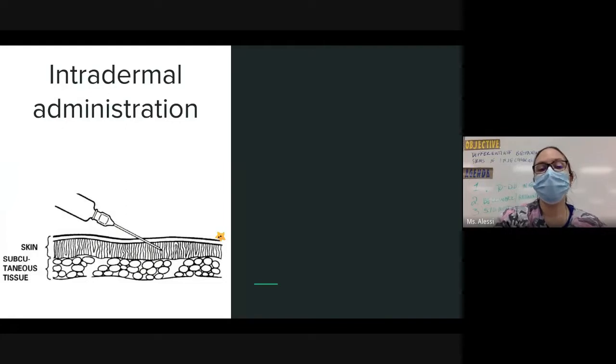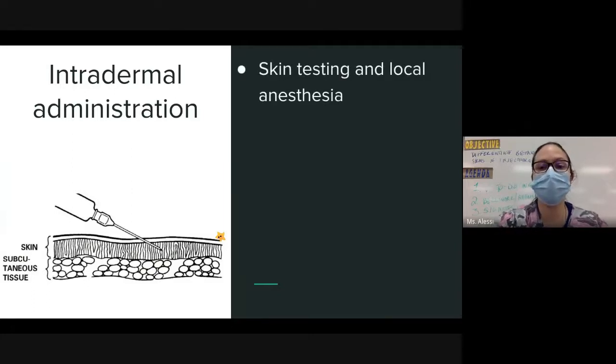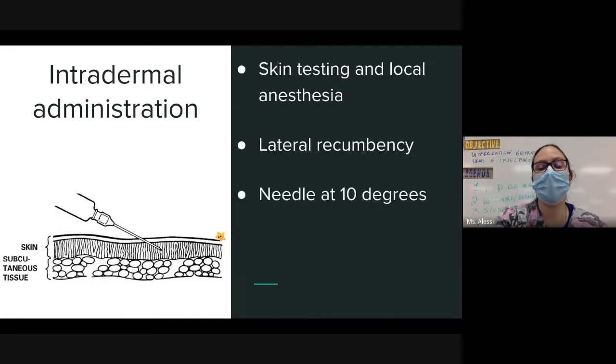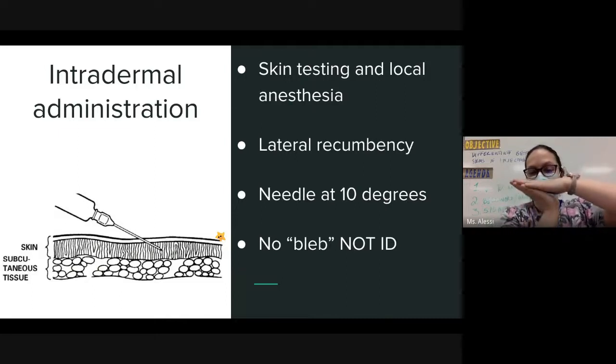All right, so the first injection we're going to talk about is intradermal. So intradermal, again, is into the skin, so different skin testing. If I want to do local anesthesia, if I'm just going to be working around a certain area of the animal, I can give a local anesthetic to numb that skin. Generally, that animal is probably going to be in lateral recumbency, depending on that position that I need that animal in. And again, that needle is going to be at 10 degrees or even lower, okay? So I'm going right into that skin.